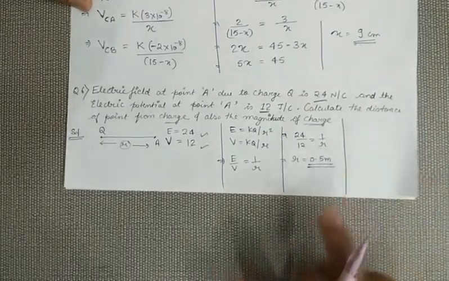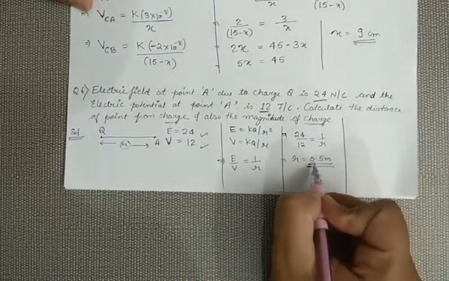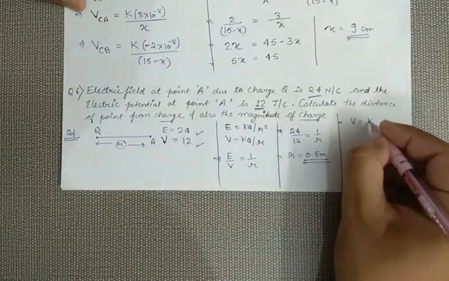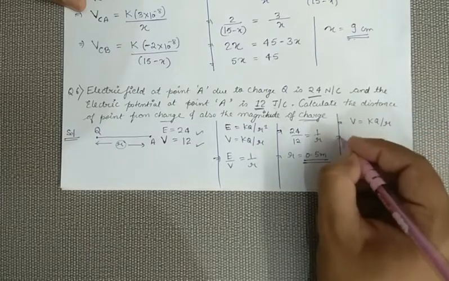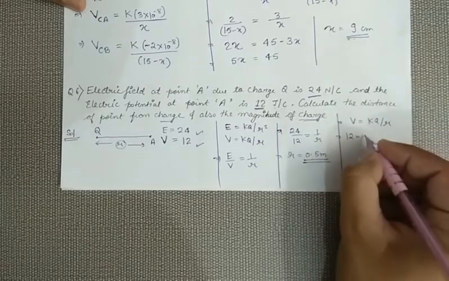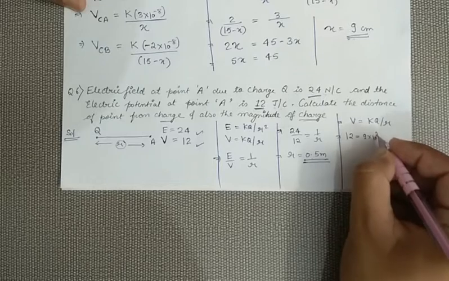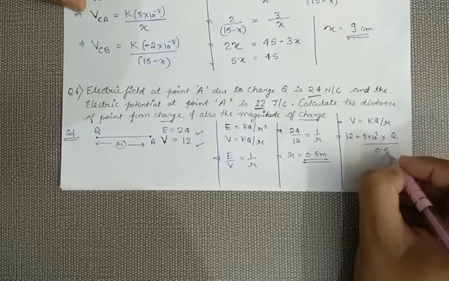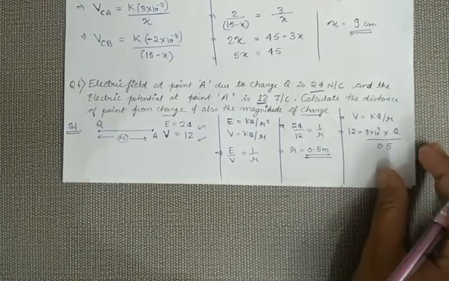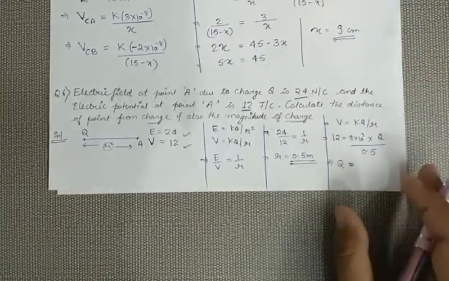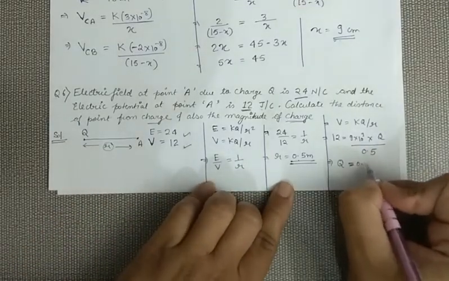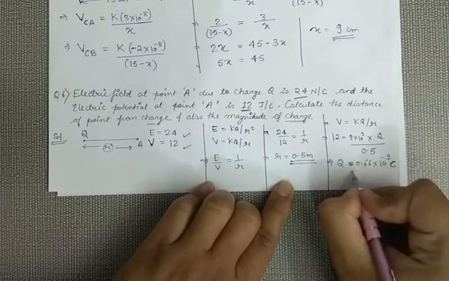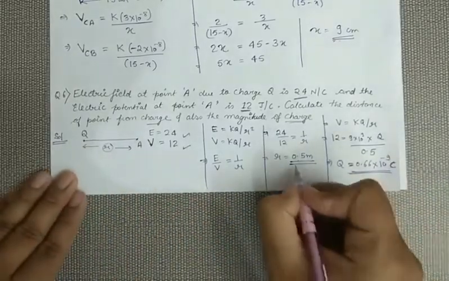Secondly, I have to find the charge also. So just substitute this value of R in any of these two equations. Suppose I am using V equals KQ by R. Potential is 12. The value of K was 9 into 10 to the power 9. The value of charge I have to find and my distance is 0.5. So on simplifying this, you will get your charge Q, so it will be something about 0.66 times 10 raised to power minus 9 Coulomb. So this is the magnitude of charge and this is the distance.